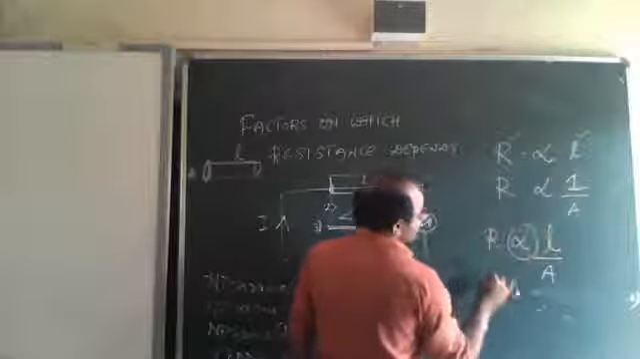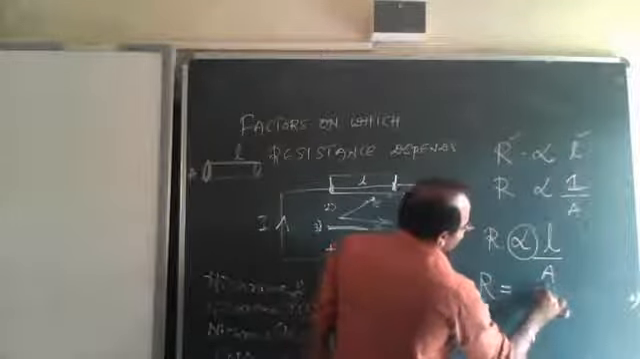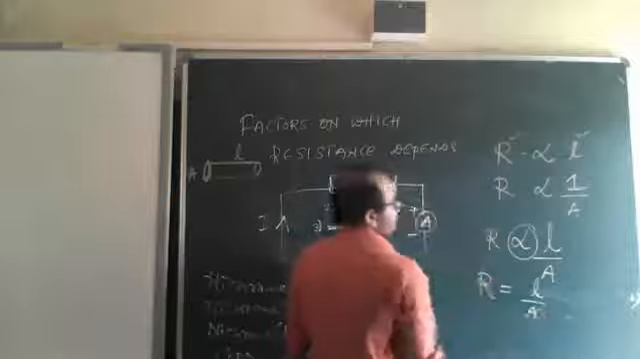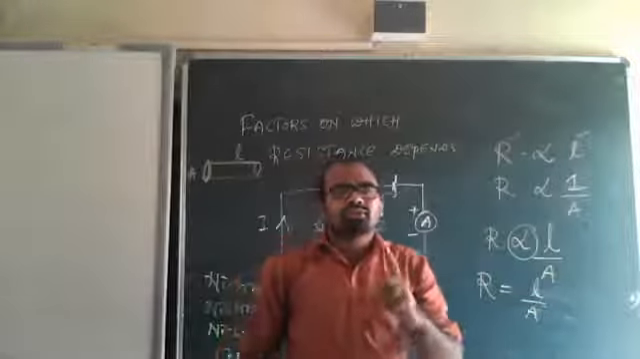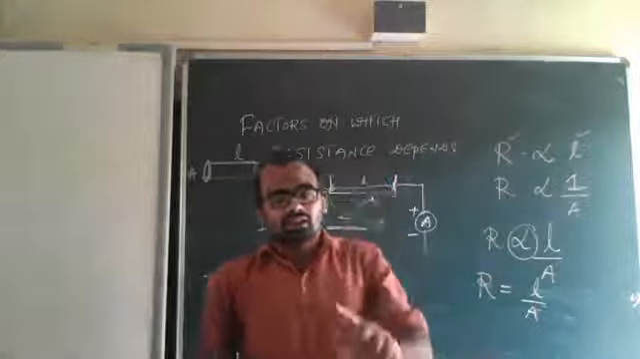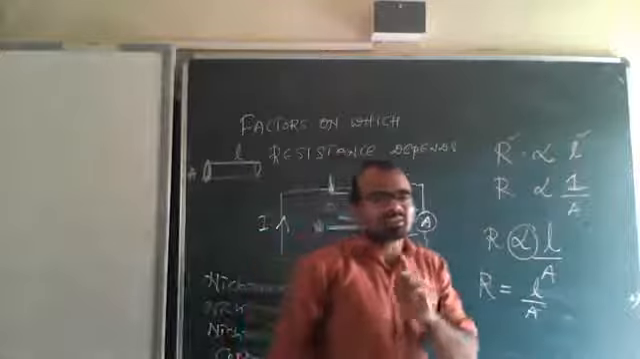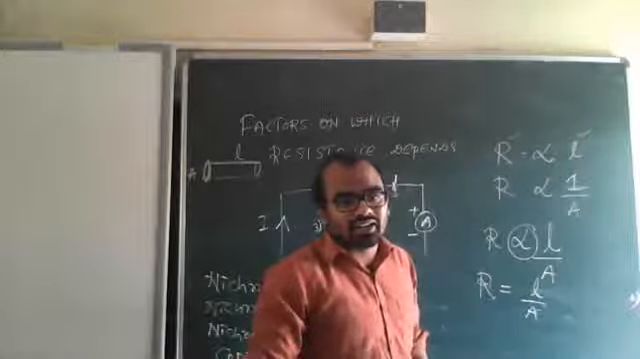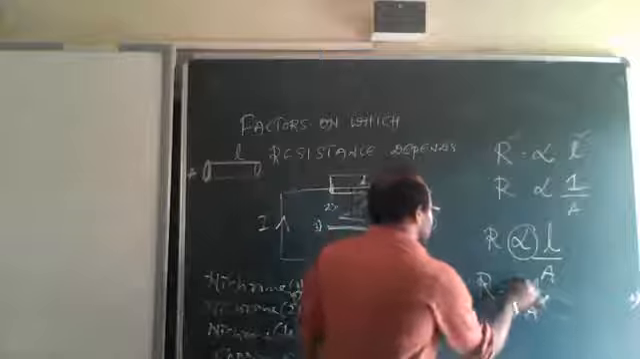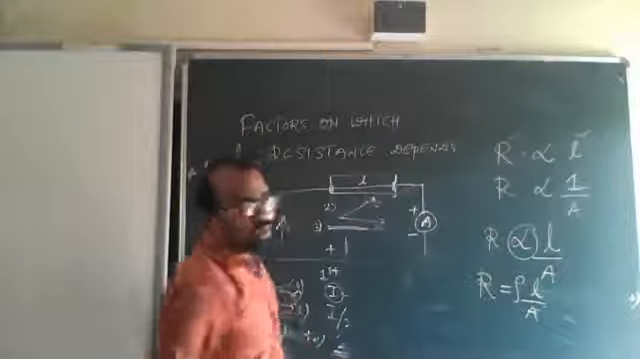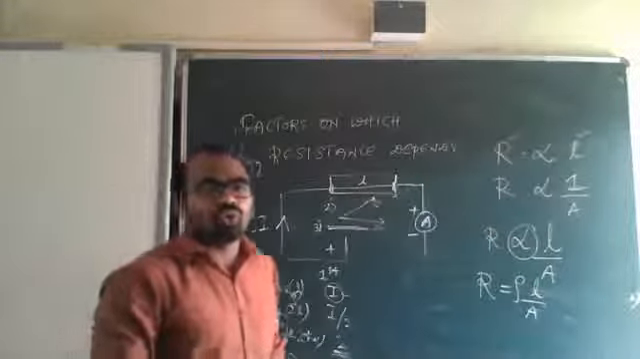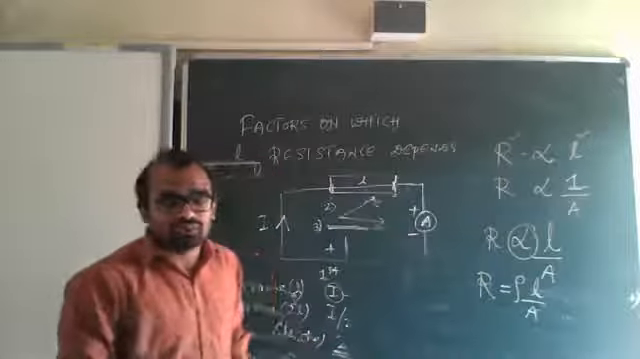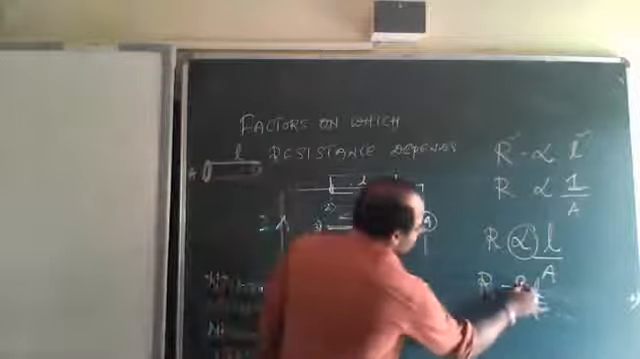So this proportional symbol I will remove. R equal to L by A. But as I am told, when the proportional symbol is replaced by the equal to symbol, there must be a constant on the right hand side. So here the constant will come. We call it rho. R equal to rho into L by A. Note this down please. This is called rho.